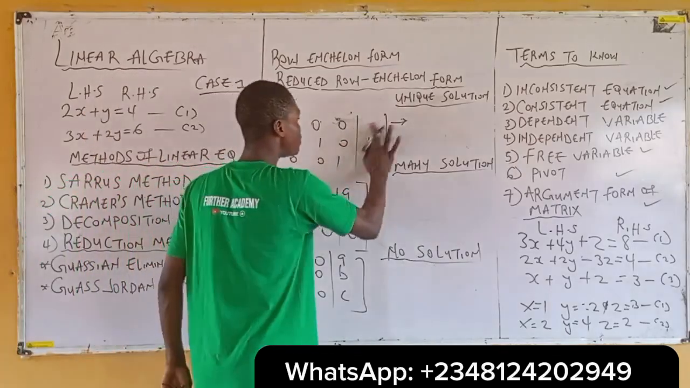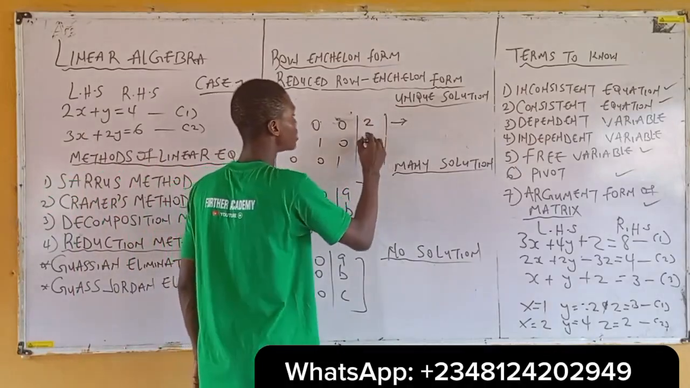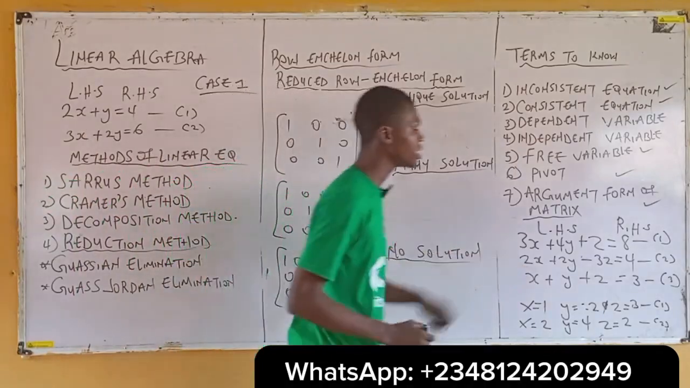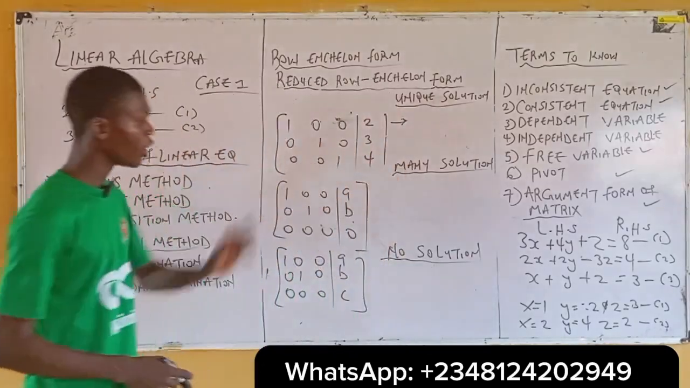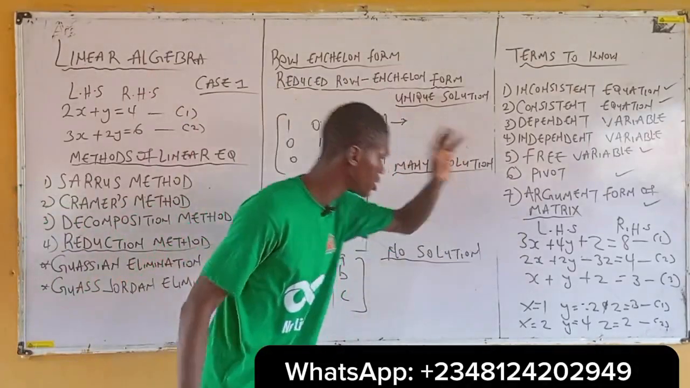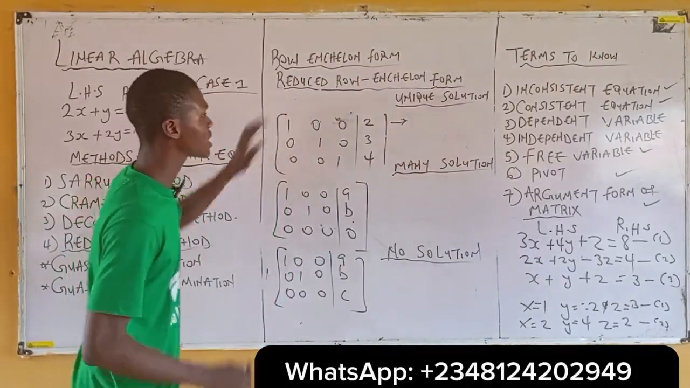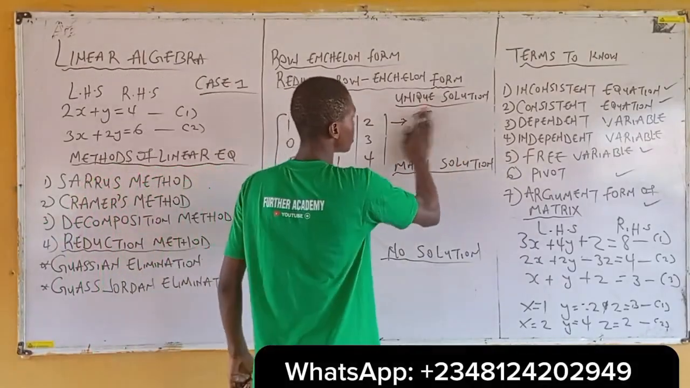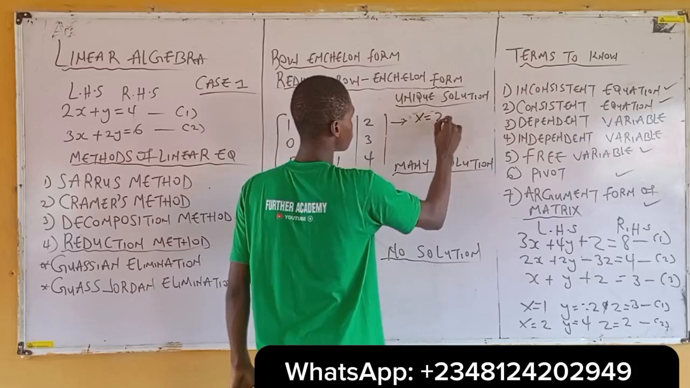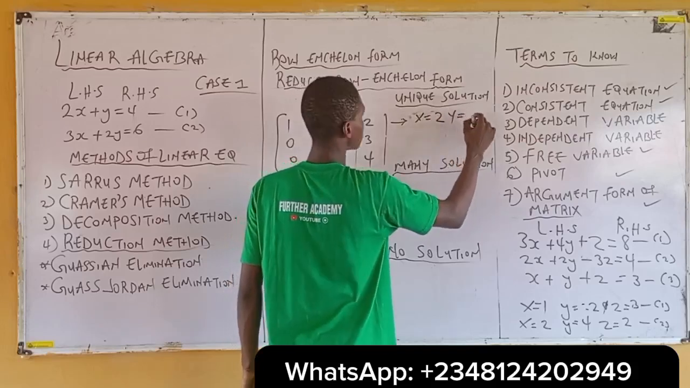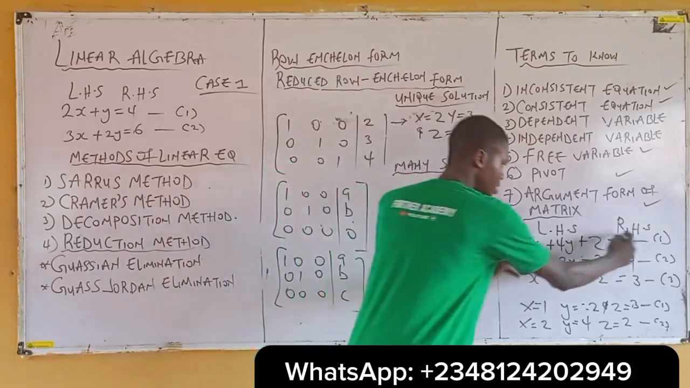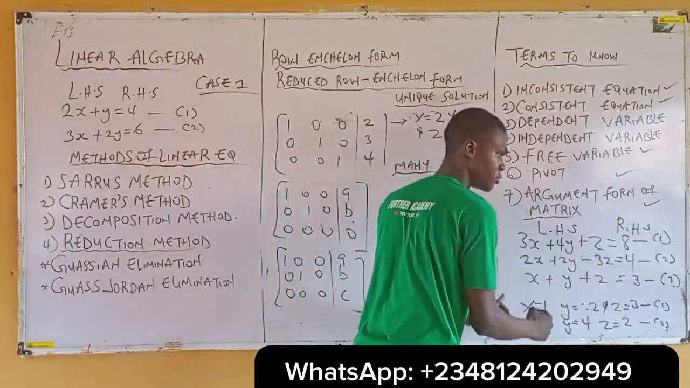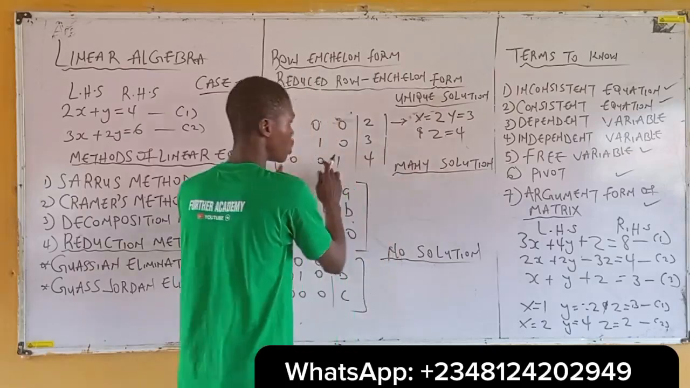But unique solution, let me use value. Say this is 2, this is 3, and this is 4, using this as a reference, as a case study. Now, what you are saying here is that x equals 2, y equals 3, and z equals 4. Imagine this being the equation given, that you perform a reduction, you got this.